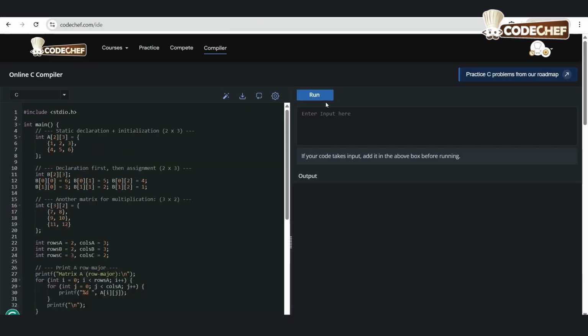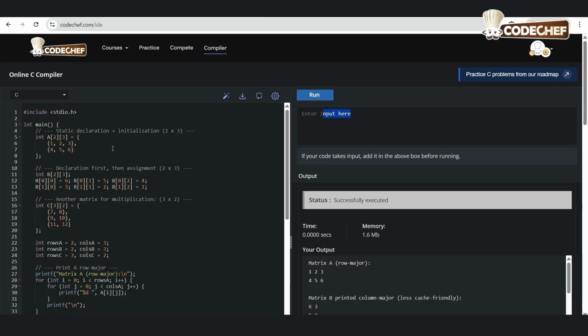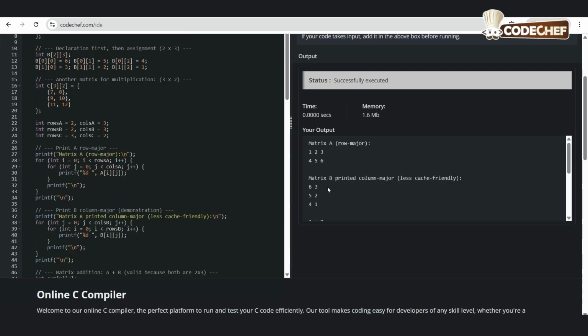Now let's try running this program. So our matrix A row major print prints A naturally, which is row by row, which was our matrix A. Now matrix B column major print. So this prints B by columns instead of rows, iterating J first and then I. This is less cache friendly because it jumps around in memory instead of accessing consecutive elements.